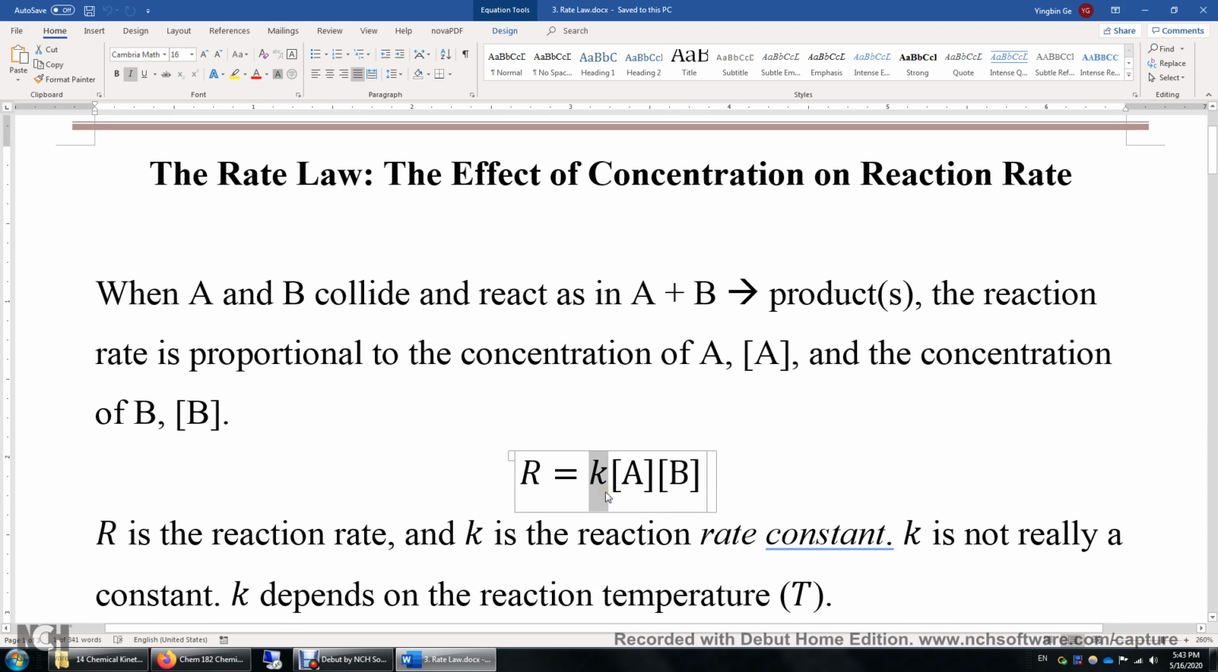R is the reaction rate, K is the rate constant, A and B are the concentrations. Although K is called the rate constant, it's not really a constant. K depends on the reaction temperature. K is larger at a higher temperature, K is smaller at a lower temperature. K is called rate constant only because K does not depend on the concentrations of the reactants.